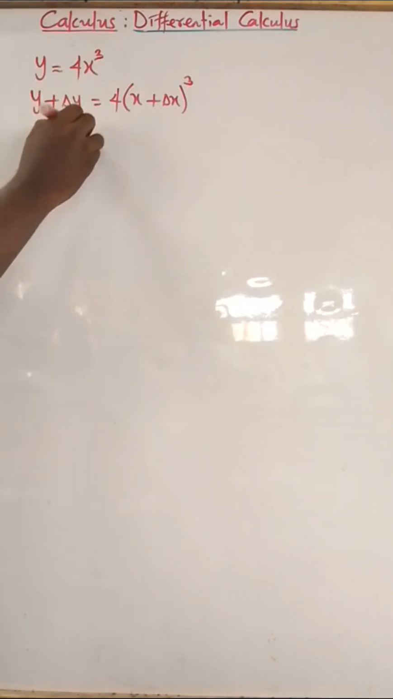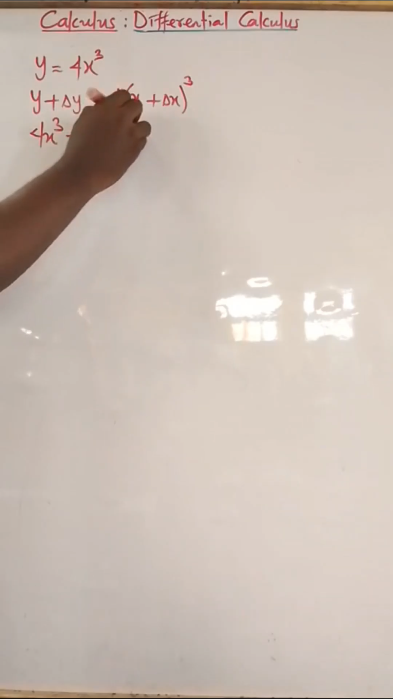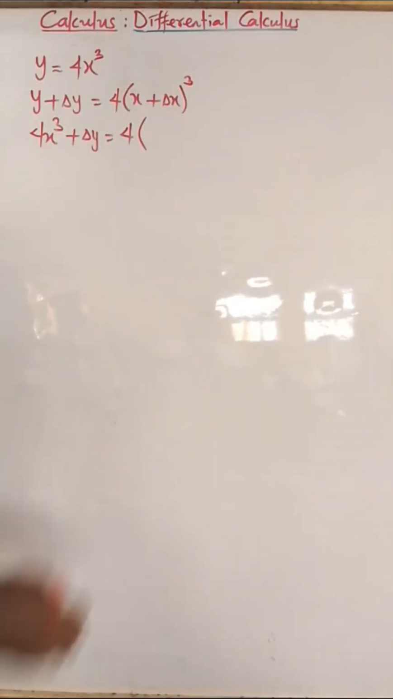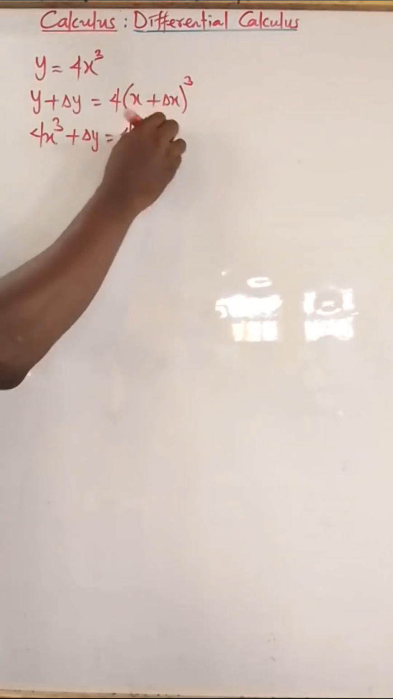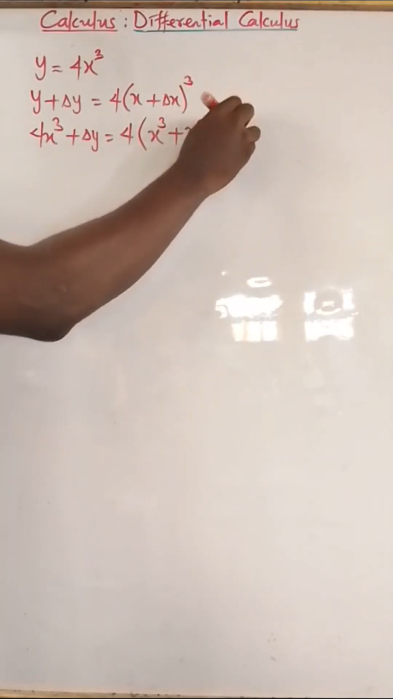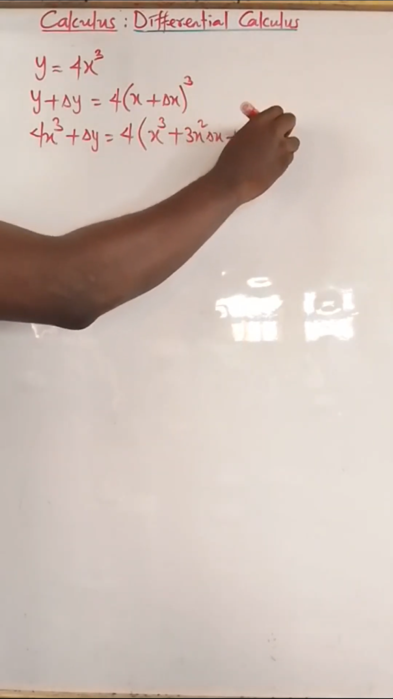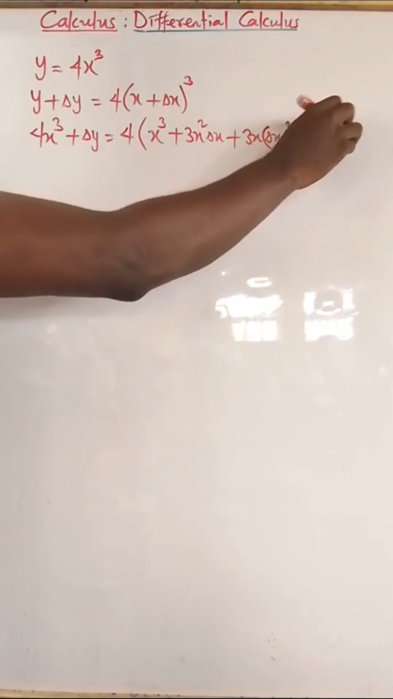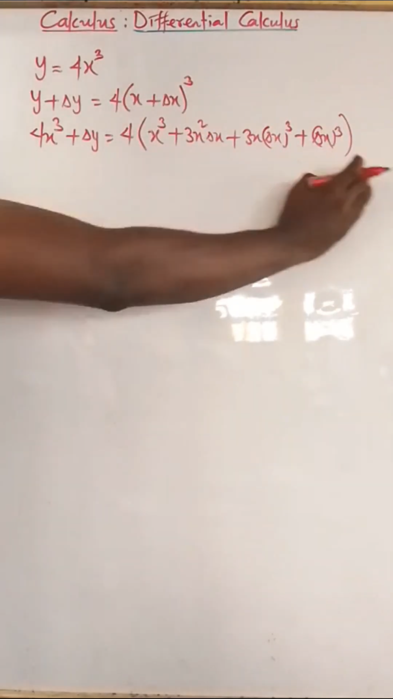4x cubed plus change in y equals 4 into, let's expand. This is cube of sum. You have to know that. You must know square of sum and also cube of sum. So this gives us x cubed plus 3x squared change in x plus 3x change in x squared plus change in x all cubed. When we expand this, this is what we're going to get.